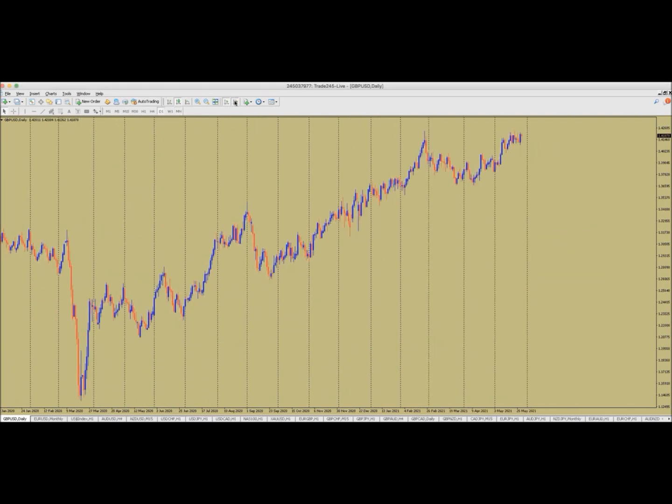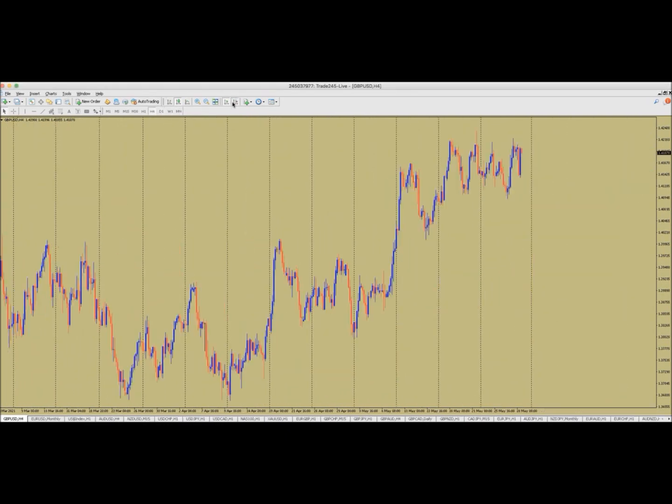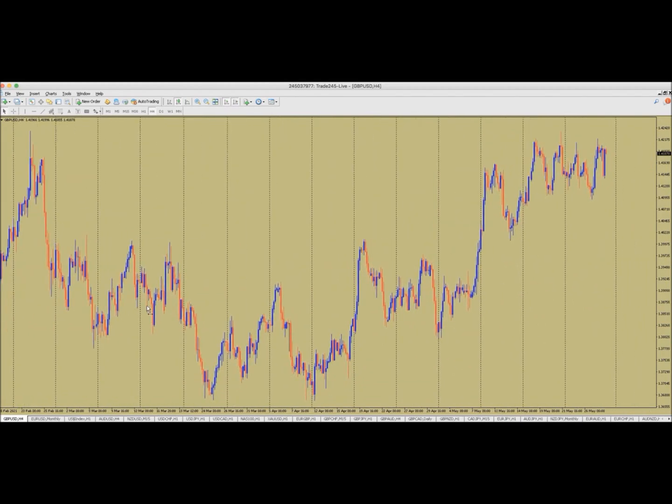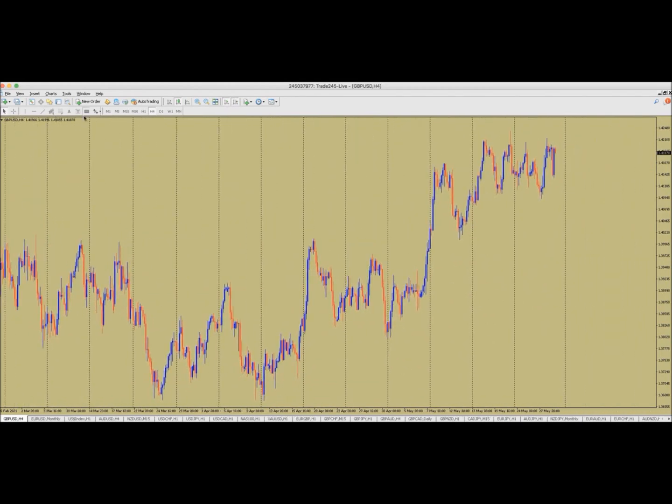So we're going to look at GU from the daily time frame, or even the 4-hour time frame. We're just going to look at examples. So here's an interesting one. We can all see that this is a demand area.